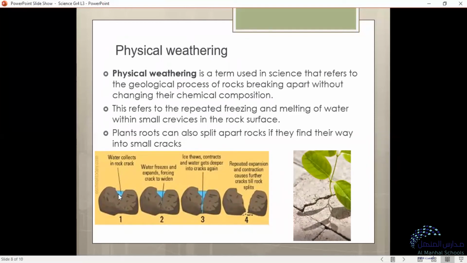So if you look here, a rock can have a small crease, okay? And when water gathers in there and temperatures go low, the water expands and forces the rock to break apart. More water comes in, and when it freezes, it eventually splits the rock into two pieces. Plants and roots also split apart rocks if they find their way into small cracks. So you can see here that a plant has found its way inside a little crack within a rock, and this plant grows and pushes the rock apart.